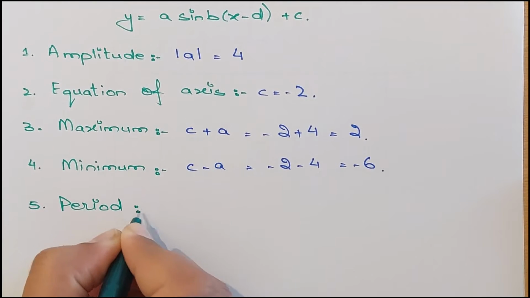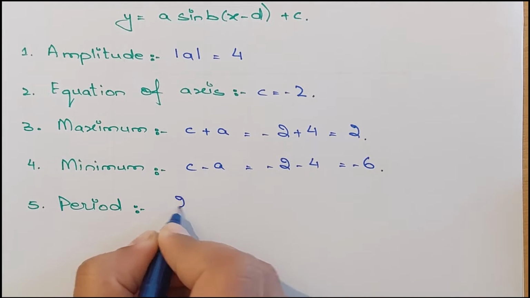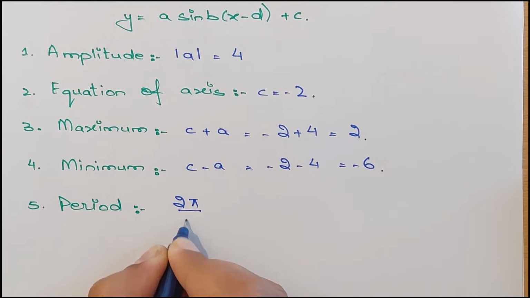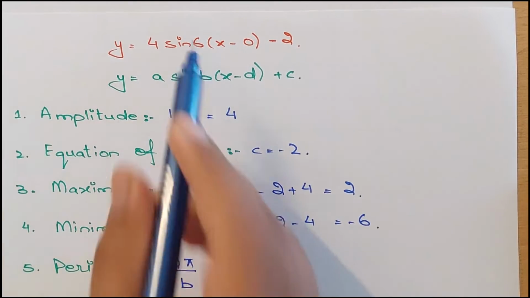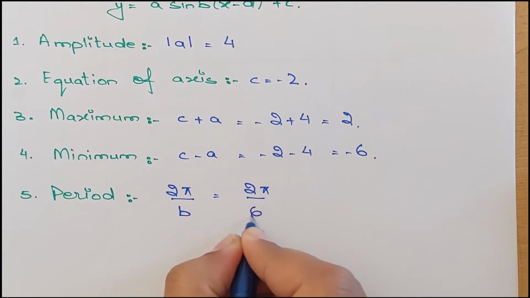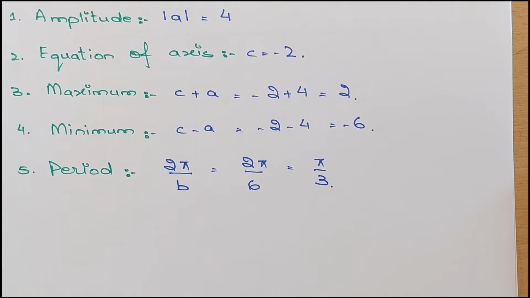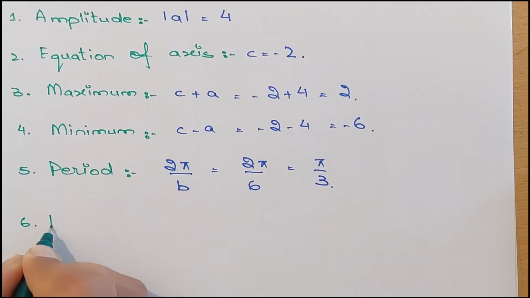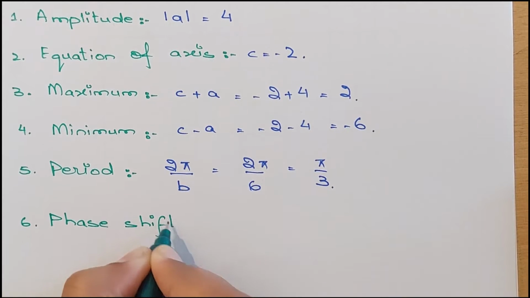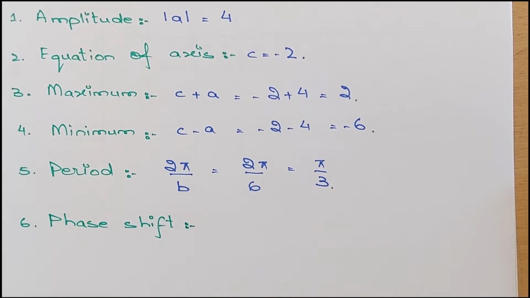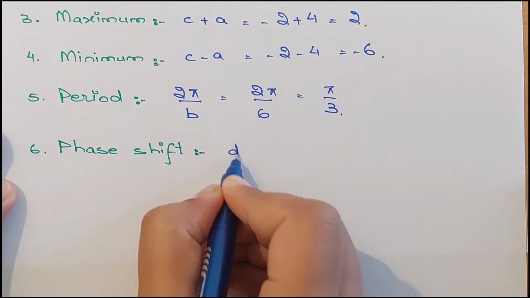Right. Okay, the next thing, number 5, we have to find the period. Since the period is already given, but we can easily find it: it's a sine curve, so the period is 2 pi divided by the b value. So 2 pi divided by 6 is pi by 3. Okay, now the next thing is we have to find the phase shift. The phase shift is the d value, or we can say the starting point of the curve. In our case, the d value is 0, so the phase shift is equal to 0.